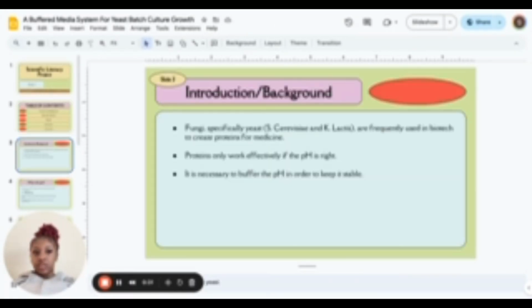This experiment was based on using different buffer medium systems to help maintain the pH and regulate the growth of different yeast. Fungi, specifically the two yeasts that were used, are S. cerevisiae and K. lactis. Both are frequently used within the biotech industry to create proteins for medicine. These proteins only work effectively if the pH is just right. It is necessary to buffer the pH in order to keep it stable.